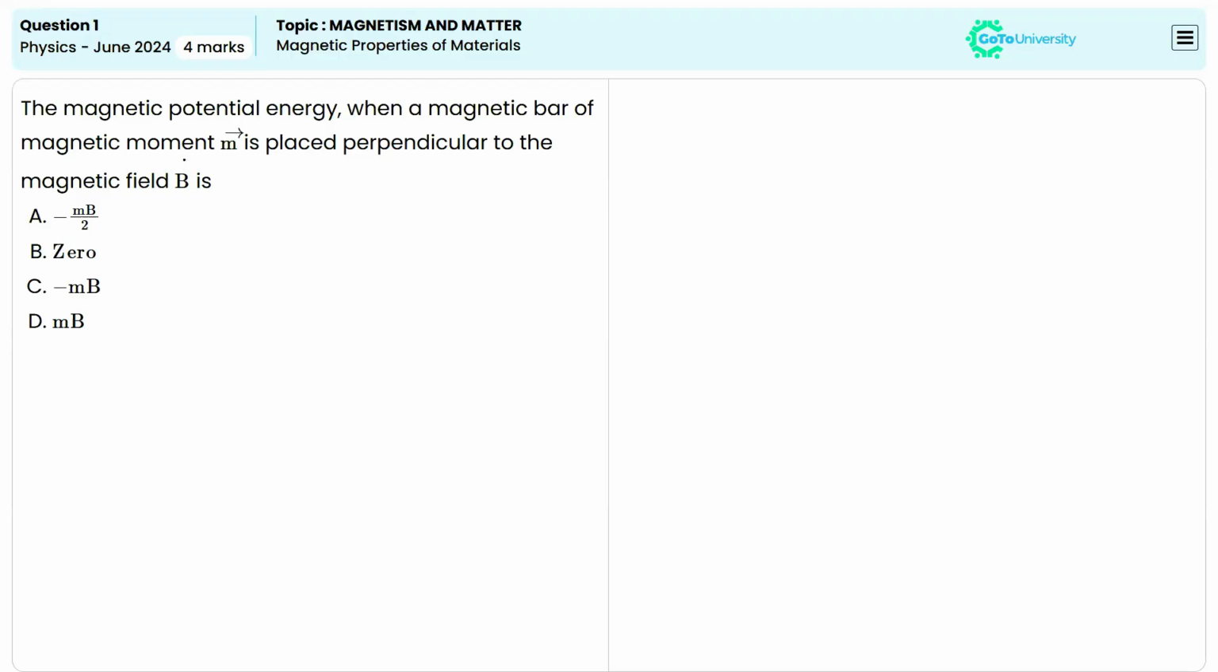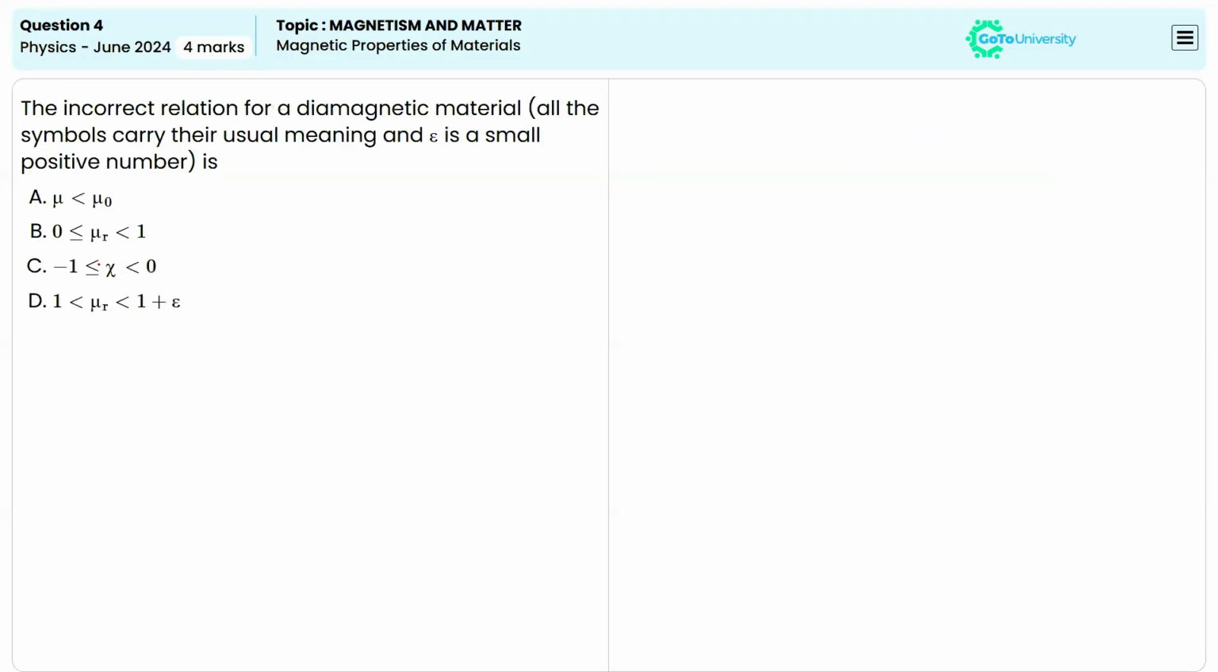So it's known that the magnetic potential energy can be calculated using the formula minus M B cos theta, where M is the magnetic moment and B is the magnetic field. It's given that the magnetic moment and magnetic field are perpendicular, which means theta is 90. And whenever theta is 90, cos 90 is equal to 0. So the potential energy will be equal to 0. So the correct answer for this question will be option B. Let me show you the next question.